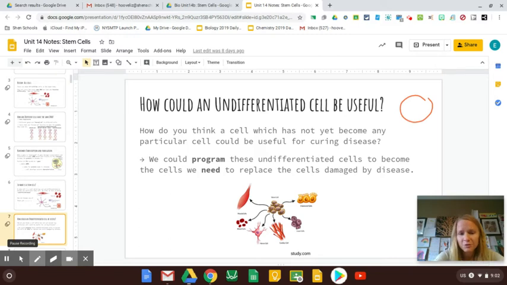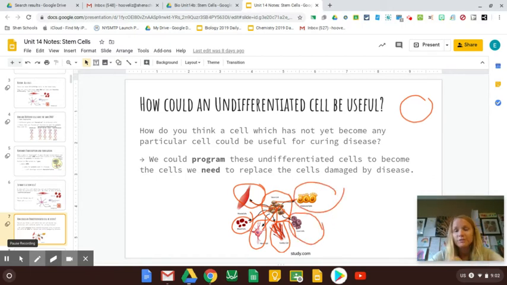So how could that be useful? How could a stem cell be useful to us? It's an unprogrammed cell. It's a cell that hasn't become anything yet. Well, we could make it become anything we want if we can figure out how. It's an unassigned, undifferentiated cell. It's like a blank cell, and you could make it be a muscle cell, or a blood cell, or a nerve cell. You could turn it into a cardiac, a heart cell, liver cells maybe, or intestinal cells. So if you have this blank cell, if you can figure out how to program it, you can make it into whatever you need.